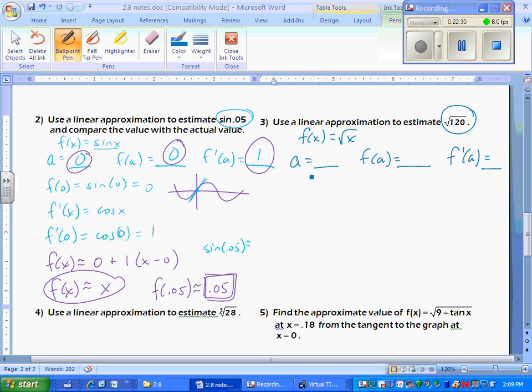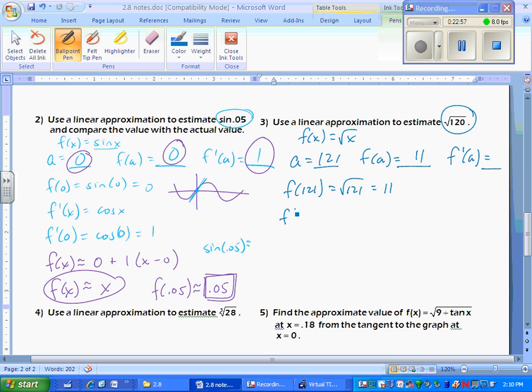So for this, then, a, remember, that's our nice value. What's a number that's close to 120 that we can take the square root of? So 121 is a nice value, close to 120, that we can take the square root of. So that's what we're using for a. F of a, or f of 121, is just square root of 121, which would be 11.